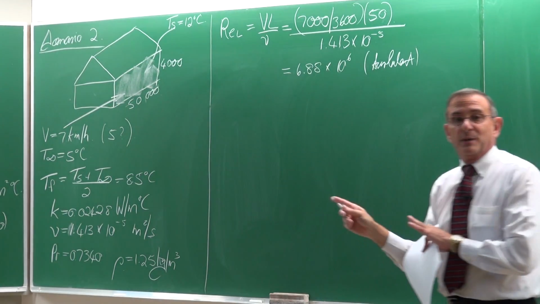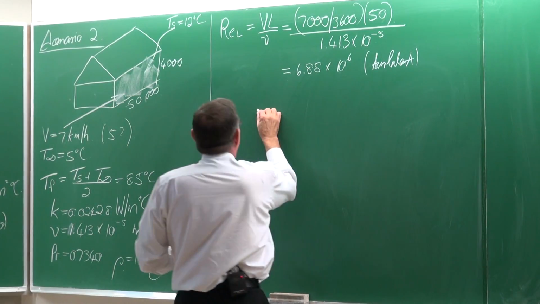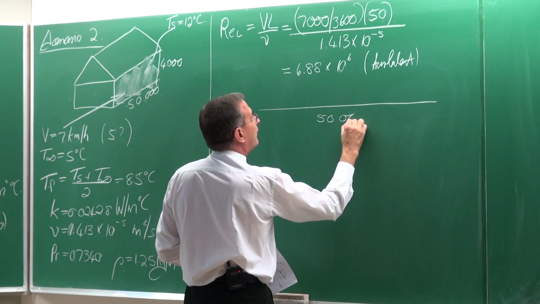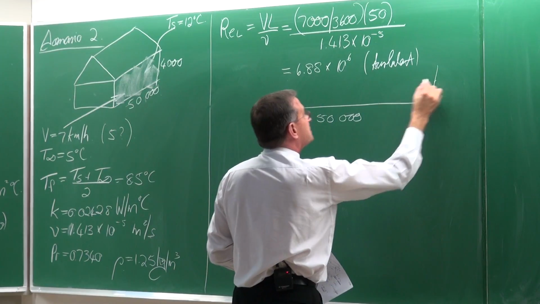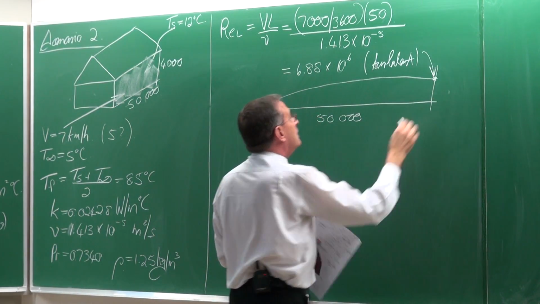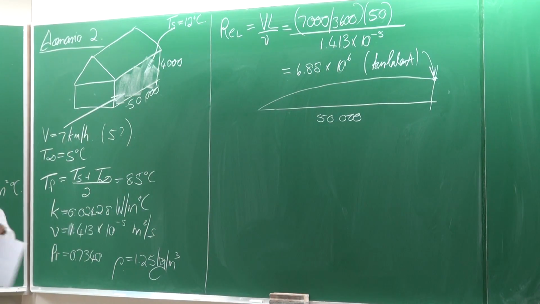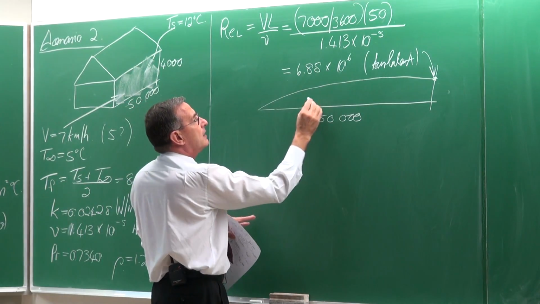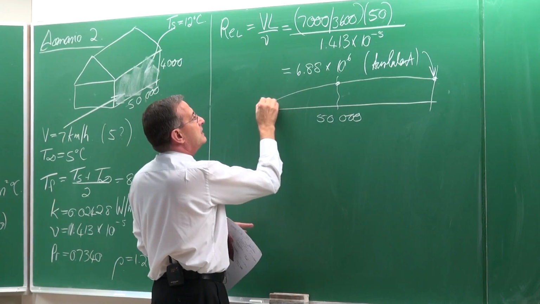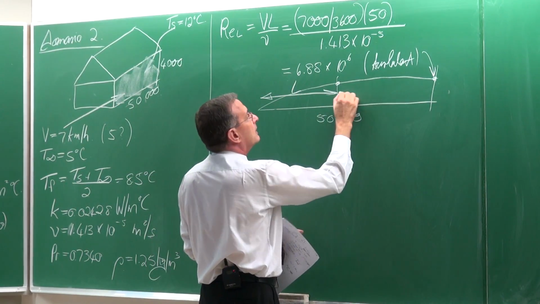Now that is correct, but it is not really the whole truth. Because of this long plate of 50 meters, although the Reynolds number at that point is turbulent, the flow should have started as laminar. So the question is, where does it change from laminar flow to turbulent flow? Maybe there. Okay, so that's laminar and that is turbulent.